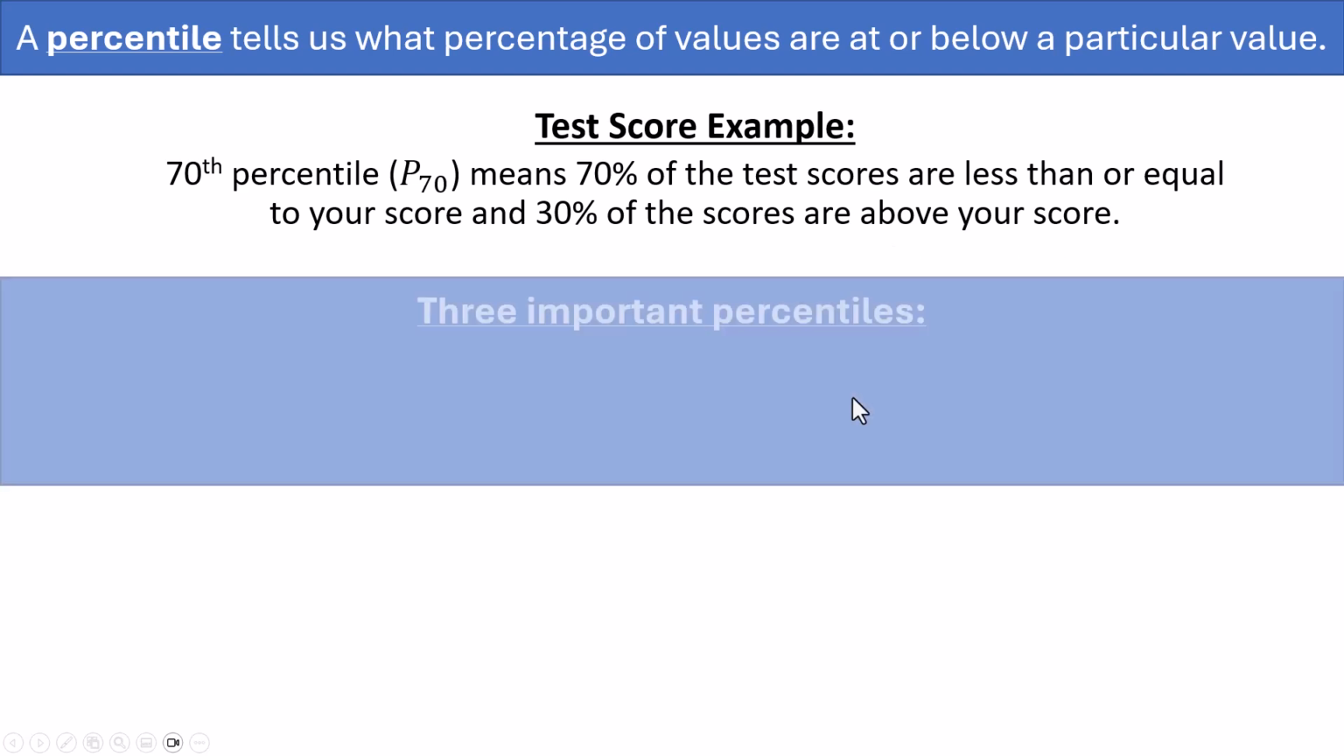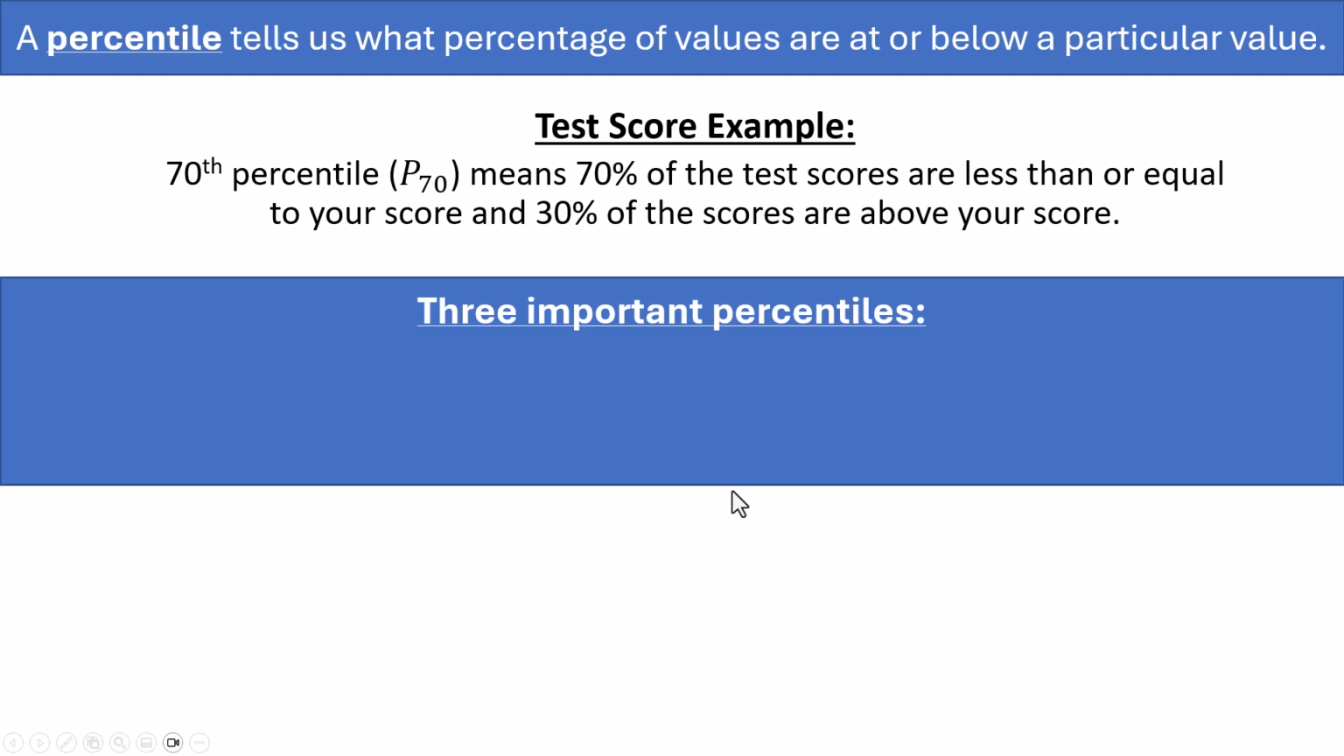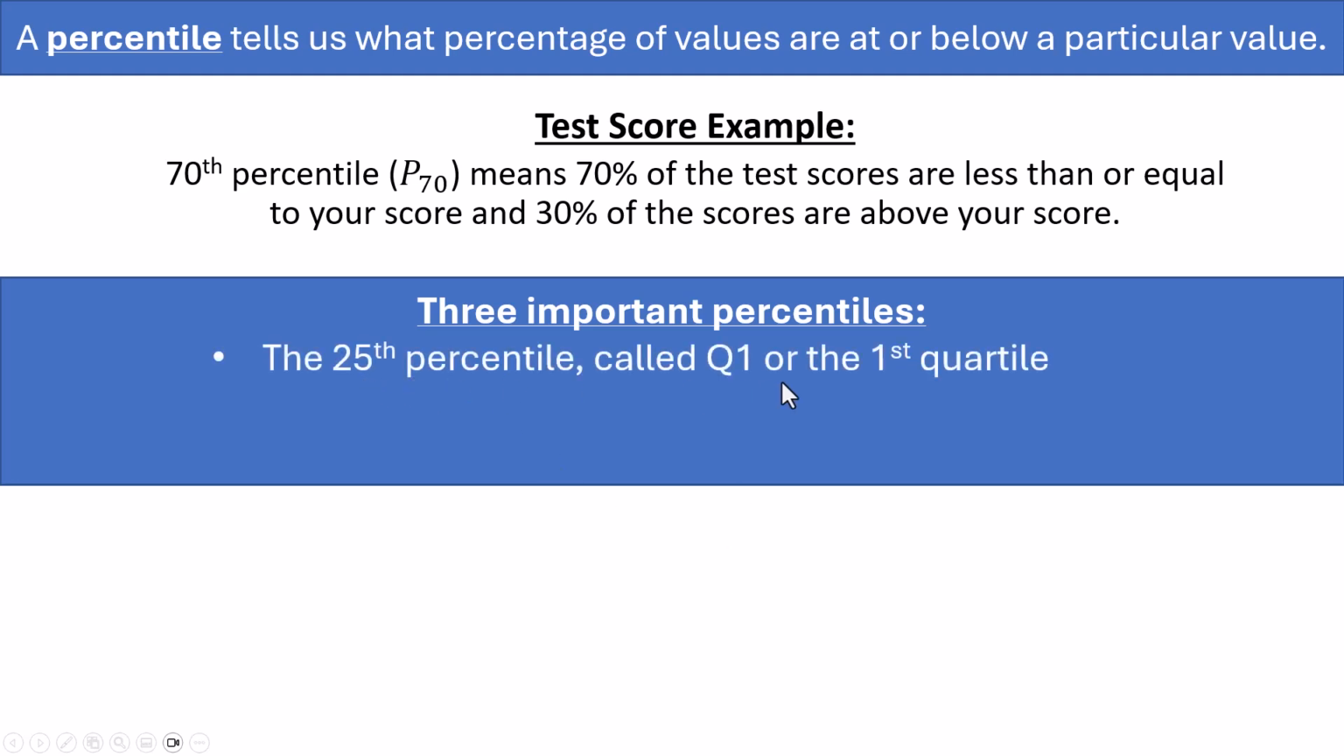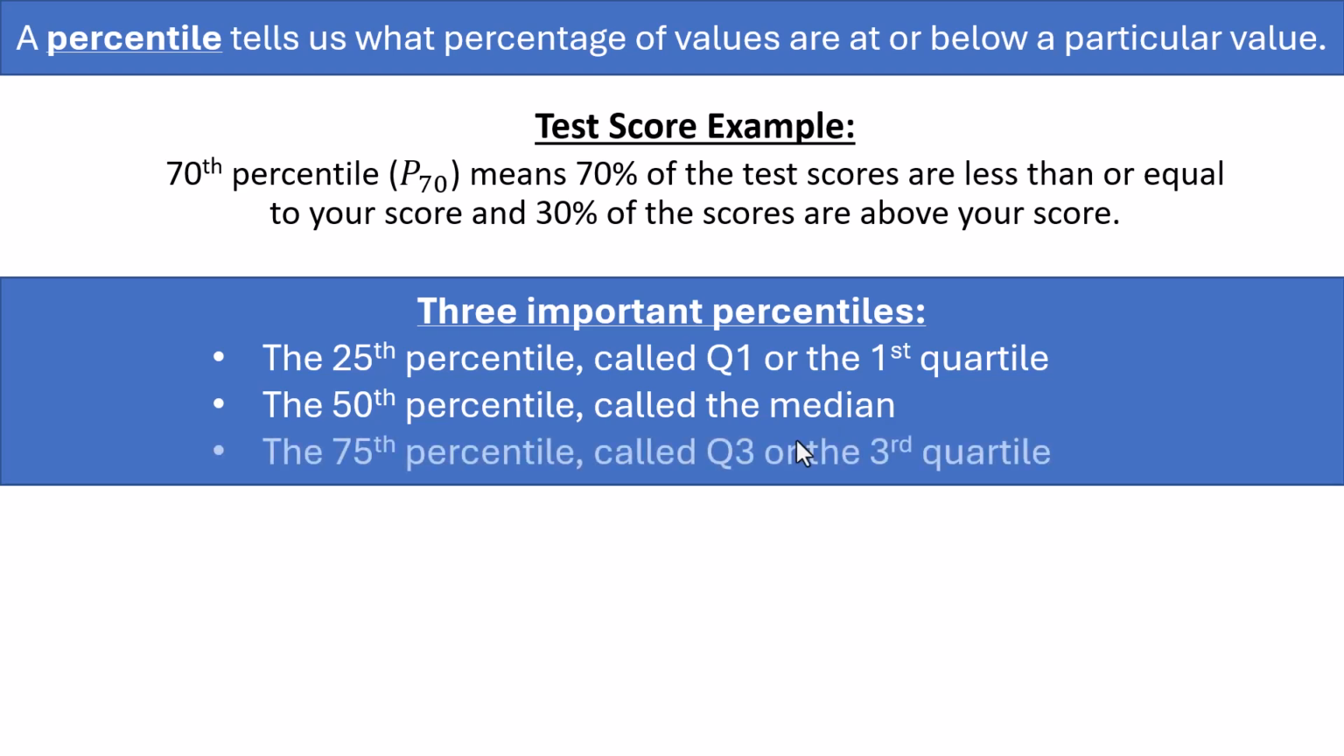There are 3 important percentiles that we're going to be focusing on in this class. First, we have the 25th percentile, sometimes called the first quartile, to which 25% of the observations will be below. Then we have the 50th percentile, which is oftentimes called the median, and occasionally Q2. And finally, we have the 75th percentile, called Q3, or the third quartile.